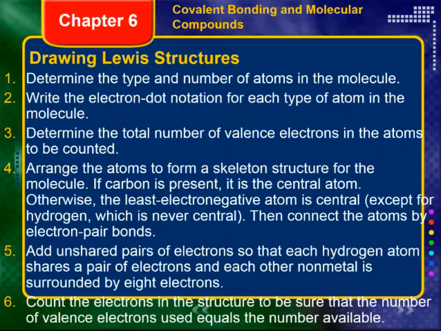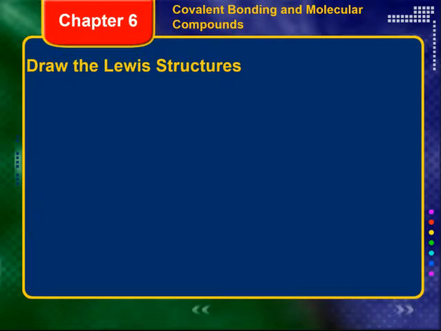And then we're going to surround that central atom with the leftover atoms, using electron pair bonds. We're going to add unshared pairs of electrons so that each hydrogen atom shares a pair of electrons, and each other nonmetal is surrounded by 8 electrons, trying to satisfy that octet rule. At the end, we're going to count the electrons in the structure to be sure that the number of valence electrons used equals the number available, that number that we counted up in step 3. So we're going to follow along.